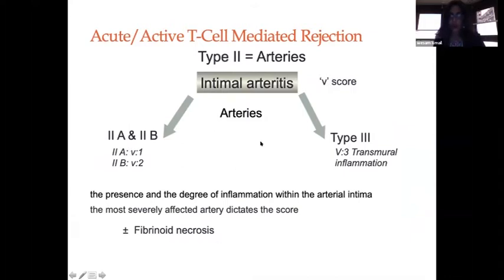In relation to the T-cell mediated rejection which affects the arteries, the A and B depends on the number or the extent of inflammation that we see within a single artery or more than one artery. This is why we always say that it's very important to sample arteries in the biopsy and to sample more than one artery, because these lesions tend to be quite focal. So if you have a single artery, your patient can also still have a V lesion and it could be missed.